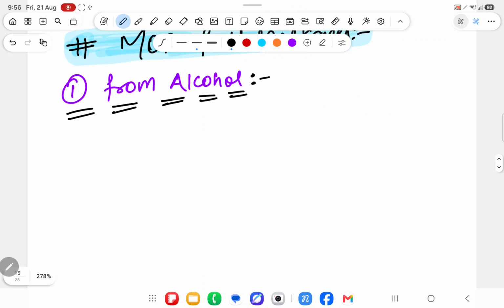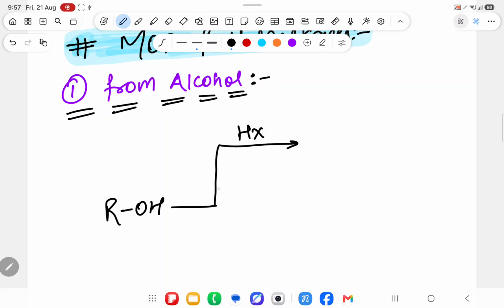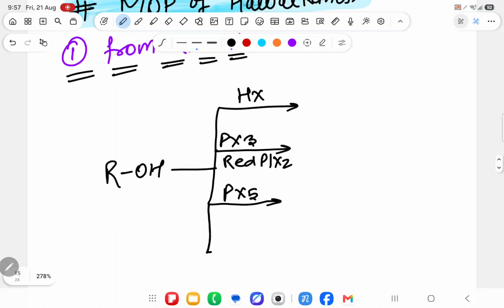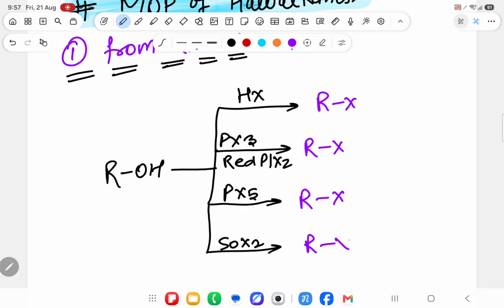The method of preparation of haloalkanes from alcohol. ROH I have taken. I will react alcohol with HX, or I will react alcohol with PX3 in presence of red phosphorus and X2, or I will react alcohol with PX5, or I will react alcohol with SOX2. Every reaction I will give in detail also, but first write the reactions. Each will give alkyl halide.